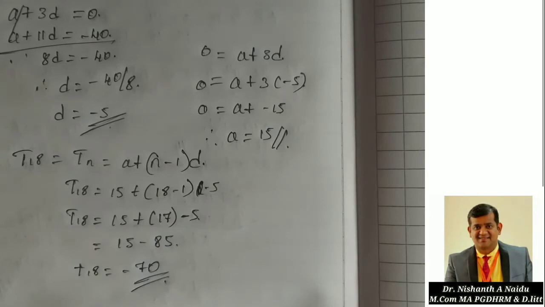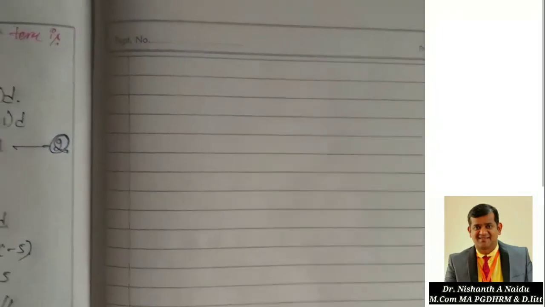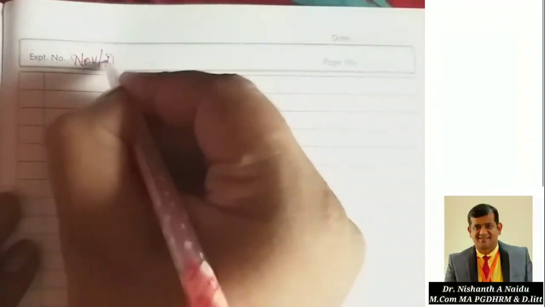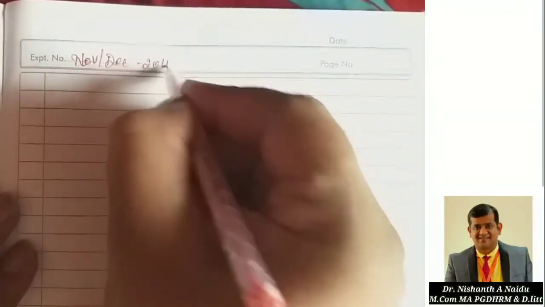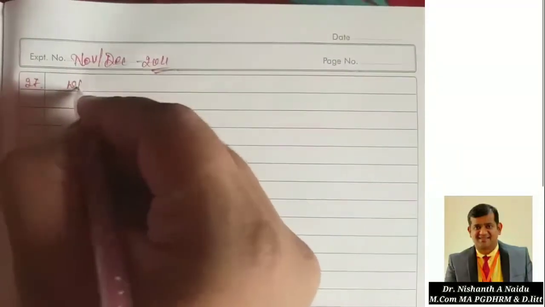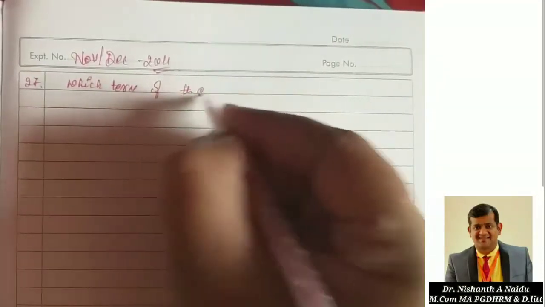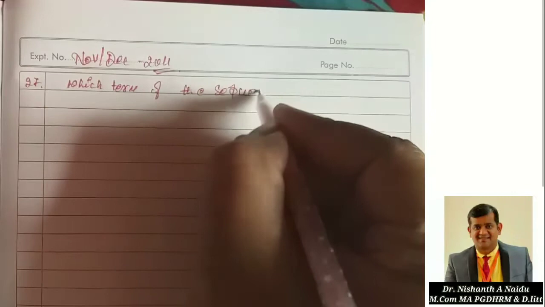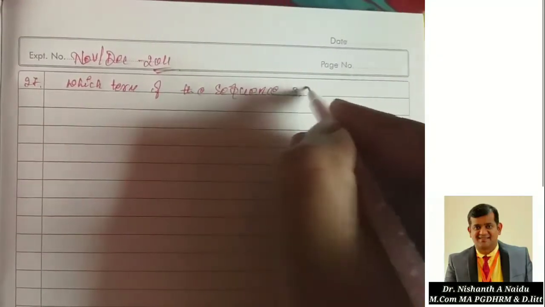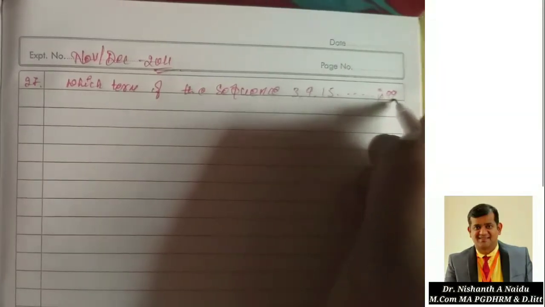Problem number 27. It is a November, December 2011 question. Which term of the sequence 3, 9, 15 and so on is 99?